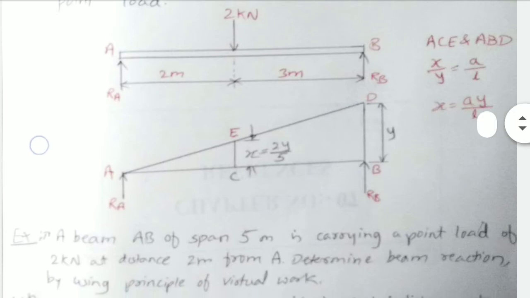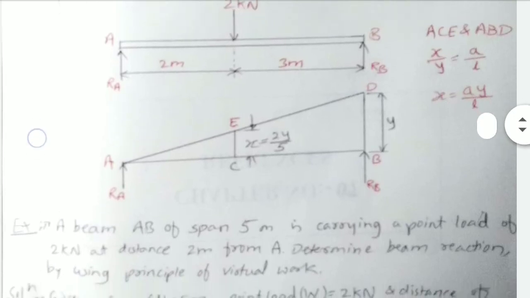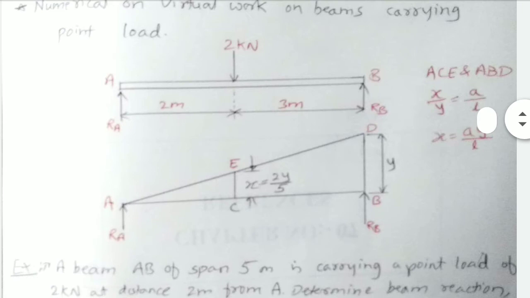We have to determine the beam reactions RA and RB by using the principle of virtual work. By resolving the forces, the figure can be drawn with RA and RB as reactions in the upward direction, and the 2 kilonewton point load as a downward force. Drawing the virtual line AED, B to D is the distance Y, and the virtual distance of the point load, C to E, is X, which equals 2Y upon 5.